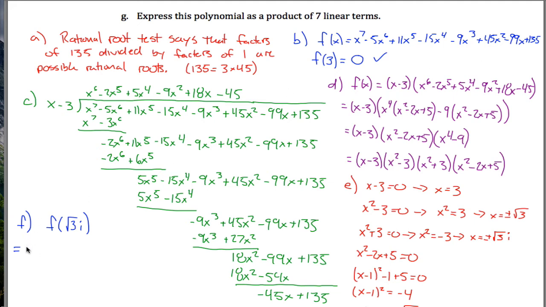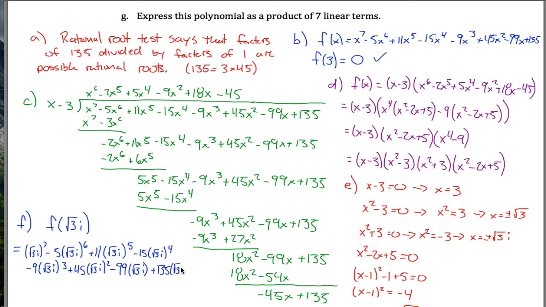So f of the square root of 3i would be square root of 3i to the 7th minus 5 times the square root of 3 times i to the 6th plus 11 times the square root of 3 times i to the 5th minus 15 square root of 3 i to the 4th minus 9 square root of 3 i cubed plus 45 square root of 3 i squared minus 99 square root of 3 i plus 135 square root of 3. Nope, 135. That's all. So I need to figure out what this mess is equal to.